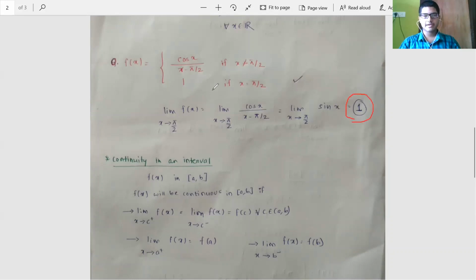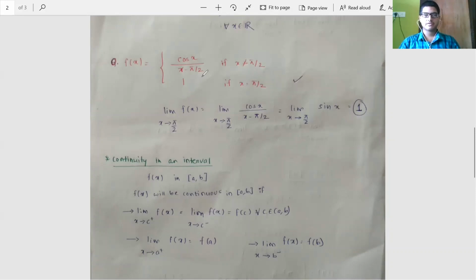And what's the value at x equal to π/2? It is also equal to 1. Thus π/2 belongs to the domain of the function. Yes, true. And also at π/2, LHL equals RHL equals 1, which is equal to the value of the function at that point. So it is continuous at that point.